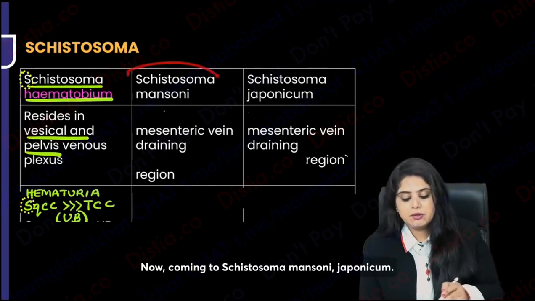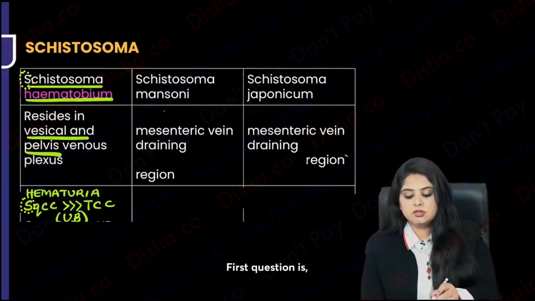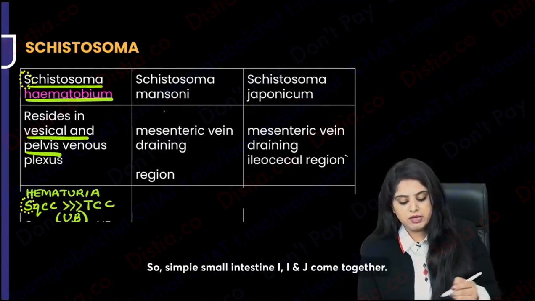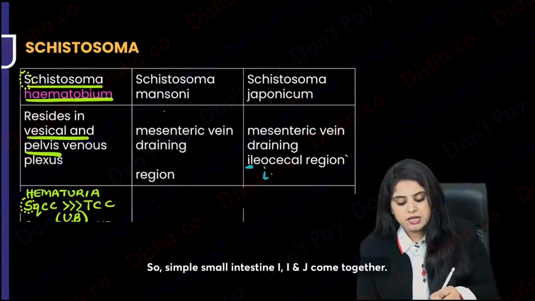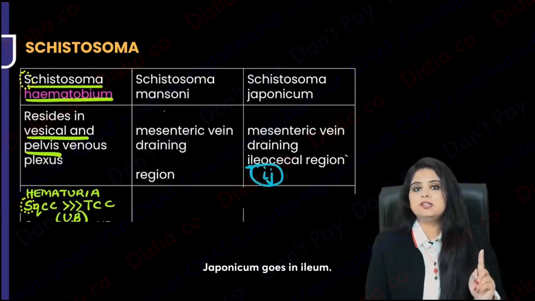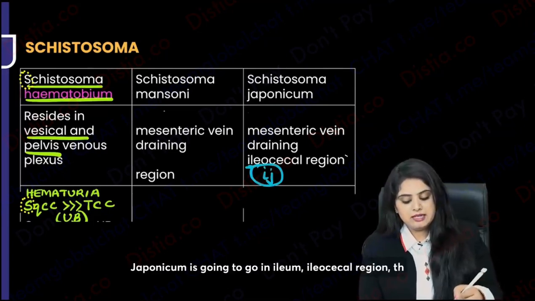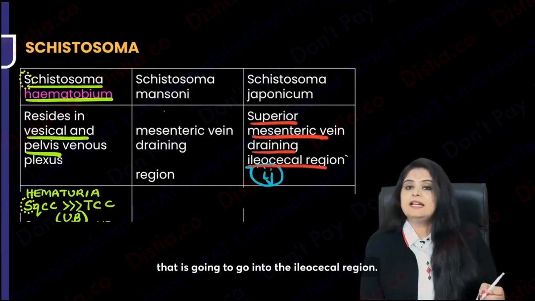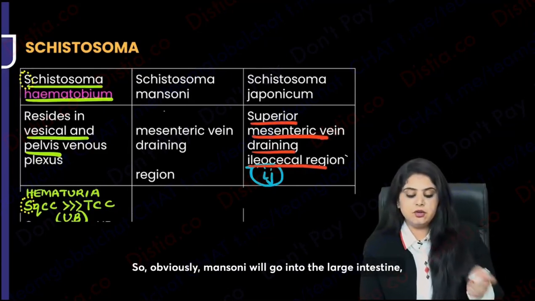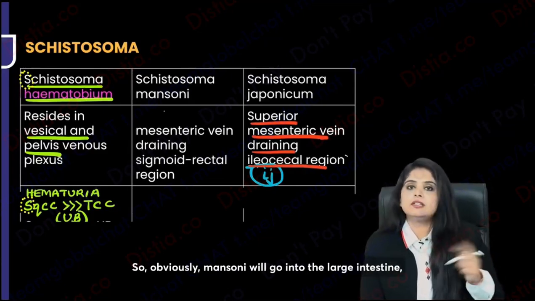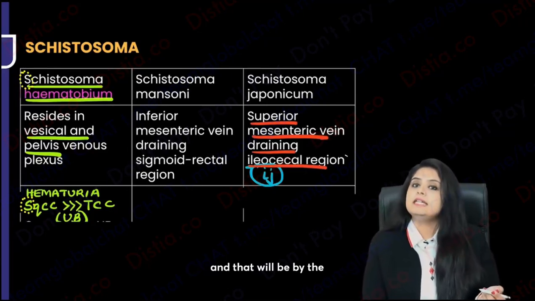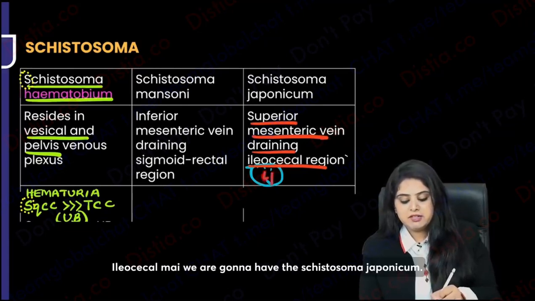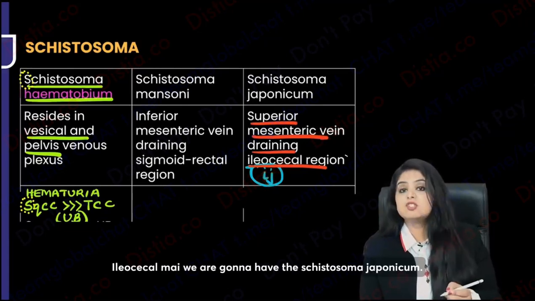Now coming to Schistosoma mansoni and japonicum. First question is, which is going to be ileocecum, small intestine? Which is going to be large intestine? So simple, small intestine, I and J come together. Japonicum goes in the ileum, the ileocecal region. That means it is the superior mesenteric venous plexus that is going to go into the ileocecal region. So obviously mansoni will go into the large intestine, the sigmoidorectal, and that will be by the inferior mesenteric venous plexus. So as simple as that.